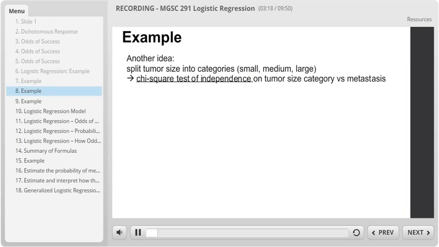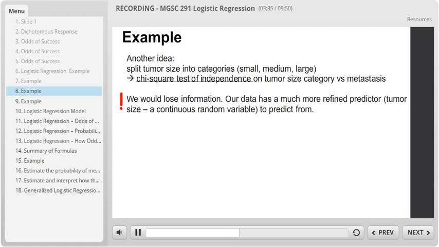Here's another idea. We could split tumor size into categories of small, medium, and large, and conduct a chi-square test of independence on tumor size category versus metastasis. Well, we could do this, but we would lose the precise information about the tumor size by categorizing this variable into broad buckets of size. So what is a better idea?